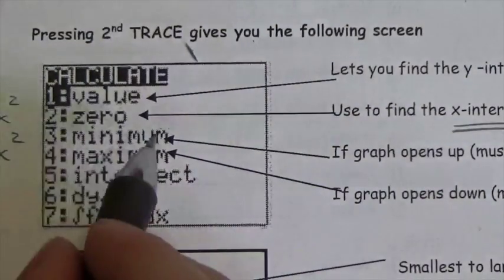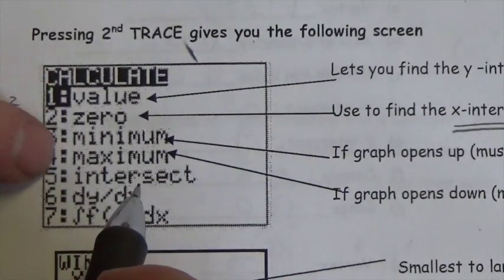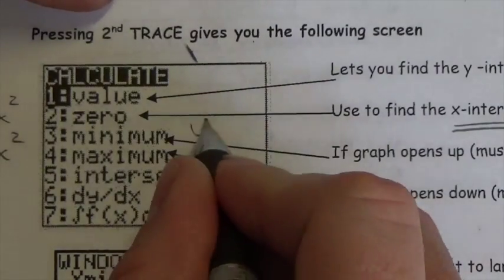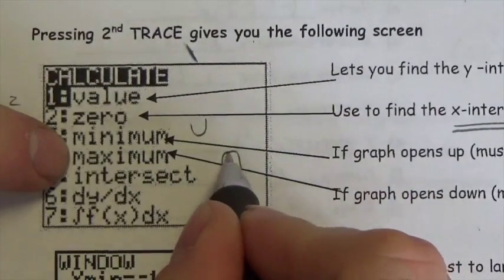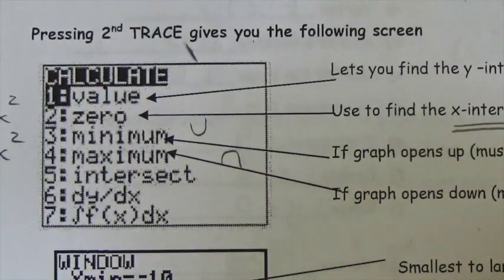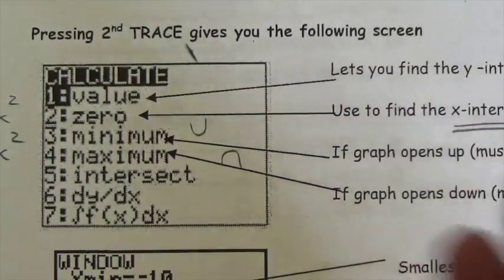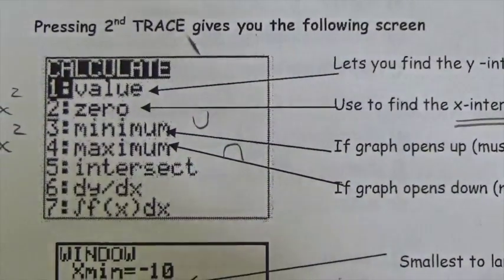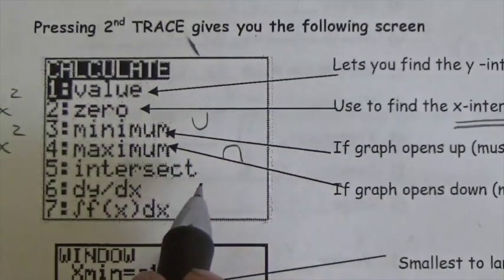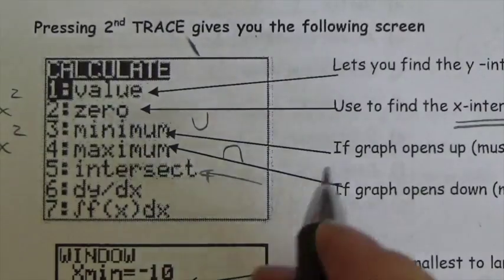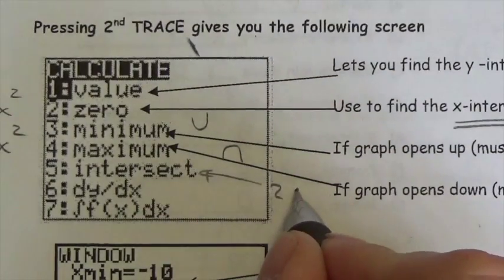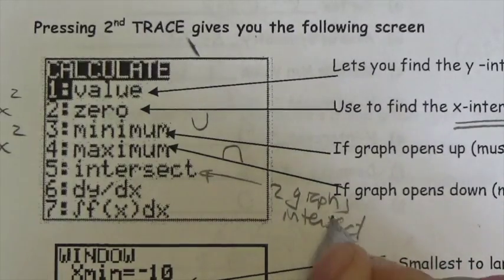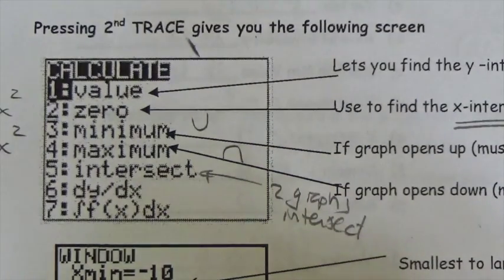Now, minimum and maximum, these two features here we're going to use to find the vertex, depending on whether the parabola opens up, minimum, or down, maximum. So you've got to know a little bit about what's going on with the parabola or the function first. Something later on that we're going to use in this course, it's not mentioned here, is this intersect feature. This is where two graphs intersect, which will become useful later on in this course.